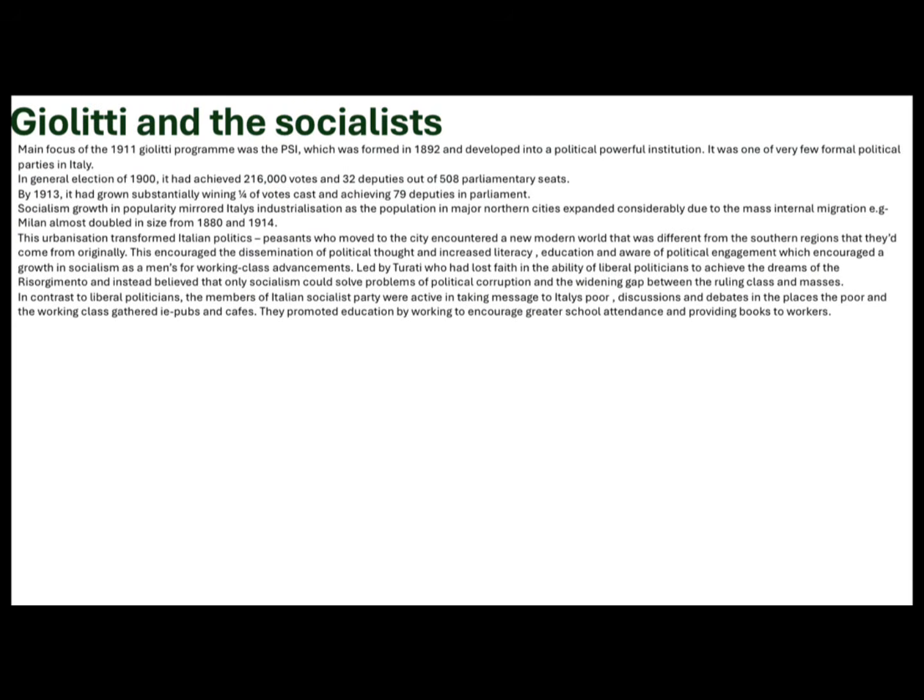So the main focus of the 1911 Giolitti programme was the PSI, which was formed in 1892 and later developed into a political power institution. It was one of the very few formal political parties in Italy. In the general election of 1900, it had achieved 216,000 votes and 32 deputies out of 508 parliamentary seats. By 1913 it had grown substantially, winning a quarter of the votes cast and achieving 79 deputies in parliament.